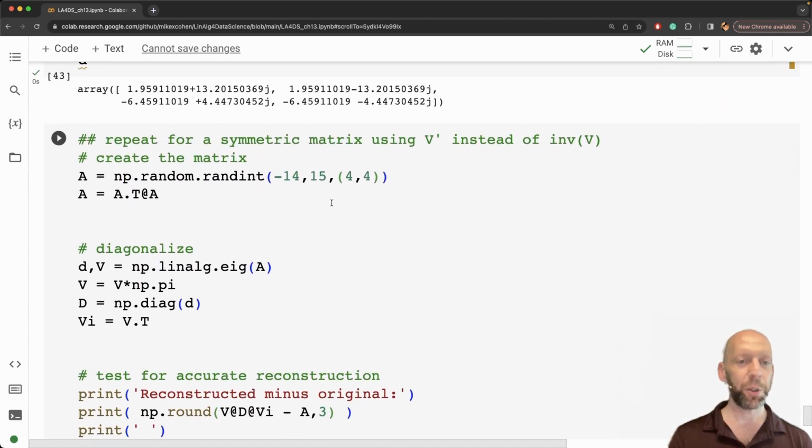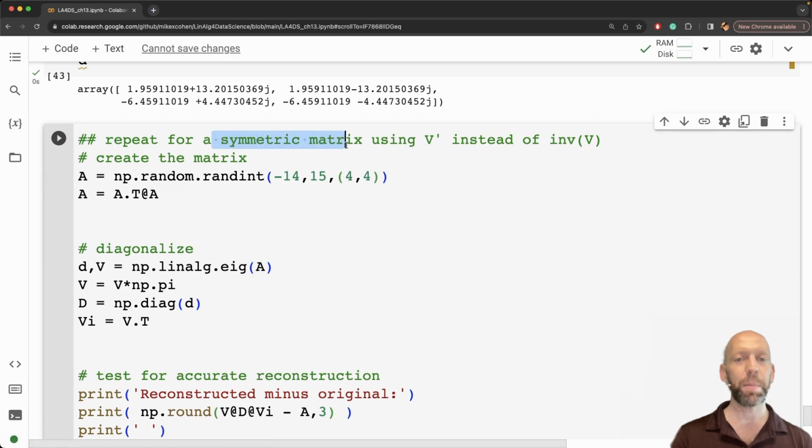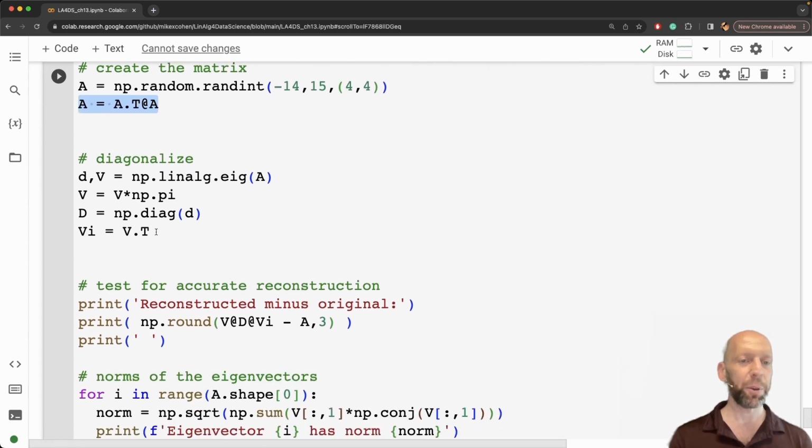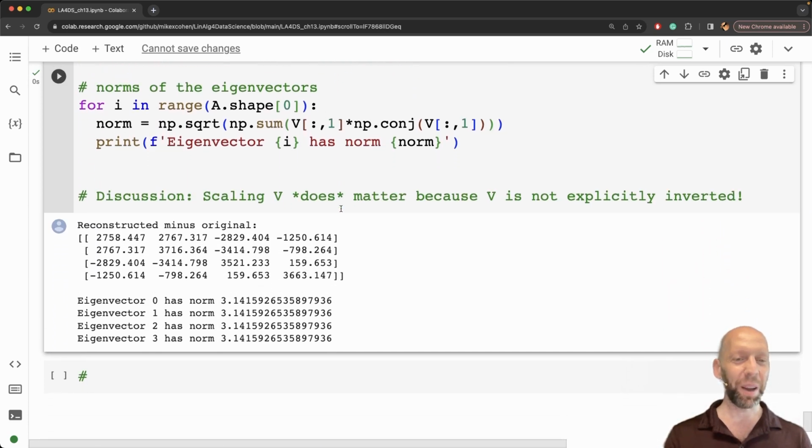The next thing we want to do is repeat this for a symmetric matrix. Now, when the matrix is symmetric, which you see here, we don't have to explicitly invert the eigenvectors matrix. We can just compute its transpose, and that is the same as the explicit inverse. Now, you might not be surprised what's going to happen here. We are going to get some errors in the reconstructed matrix. And these are not tiny rounding errors. These are pretty significant errors.